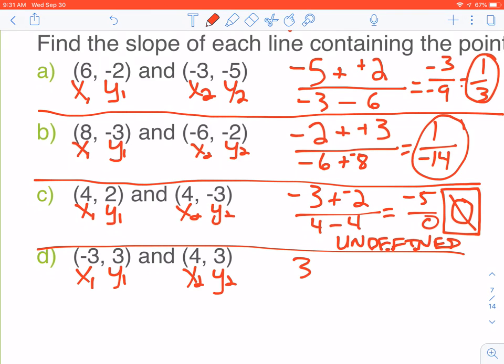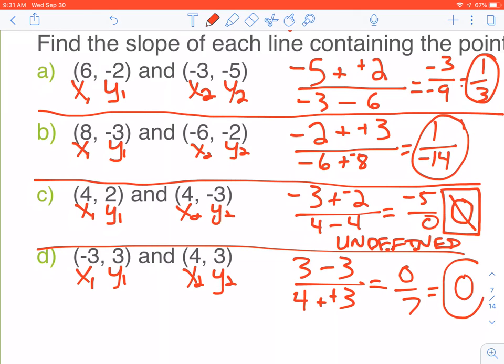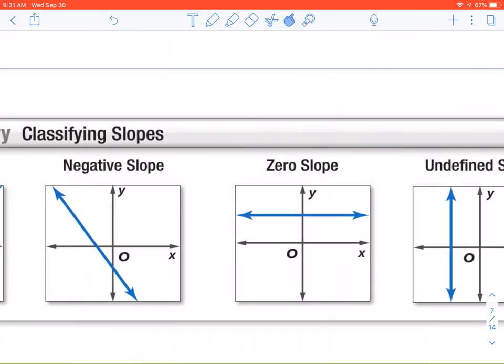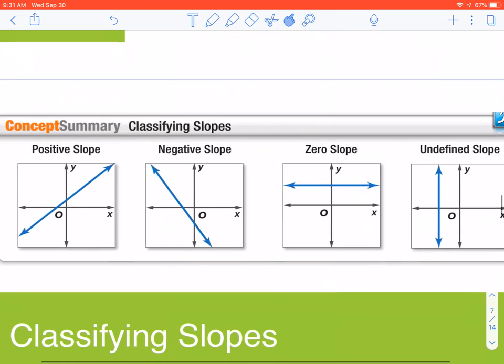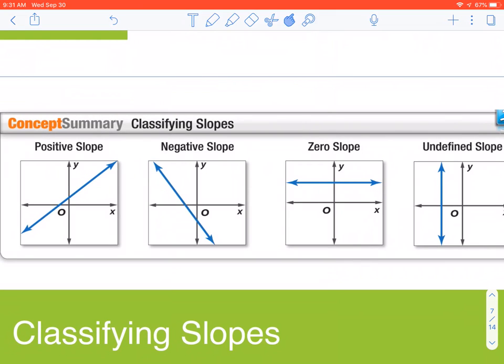So we have 3 minus 3 divided by 4 minus a negative 3, which would be 0 over 7, which is 0. My slope would be 0 there. Okay, moving on. We already talked about positive and negative slope. Okay, 0 slope, which we just found, is a horizontal line.